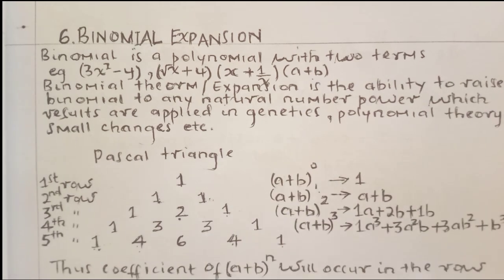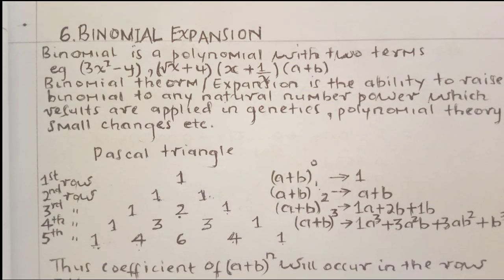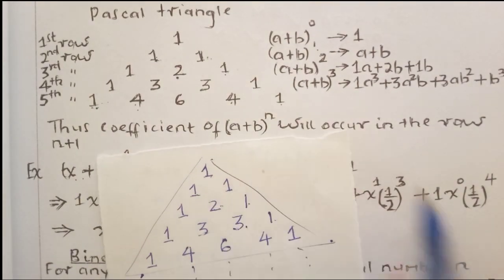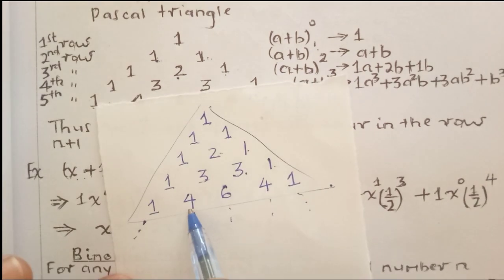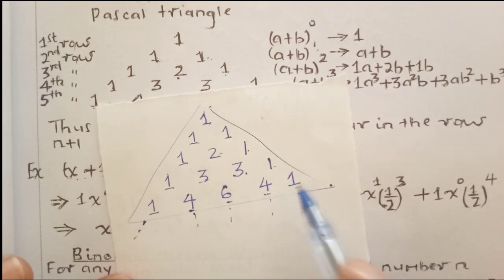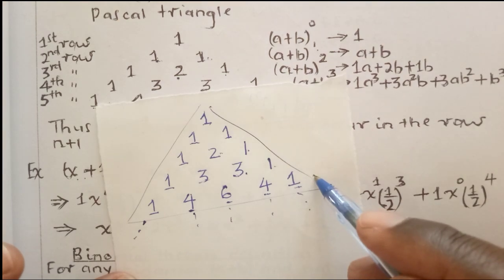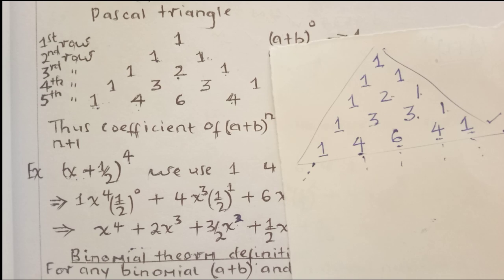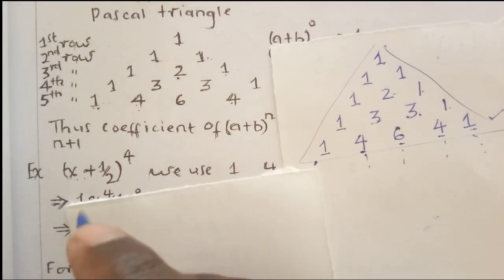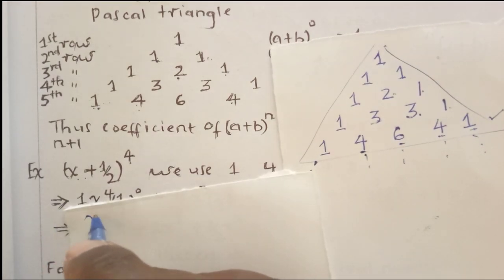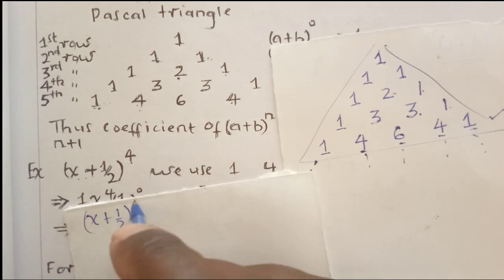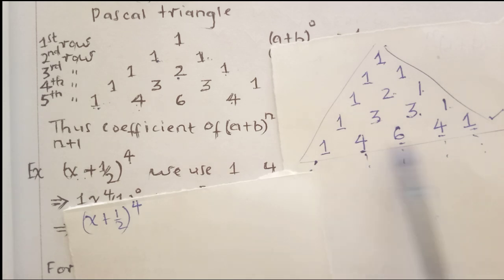I have described that, so we can come to an example where we can use the Pascal triangle. First of all, the Pascal triangle is used. These are supposed to be the coefficients of binomial expansion. So for example, we can use it for expanding x plus a half raised to 4. So we use this to expand that.